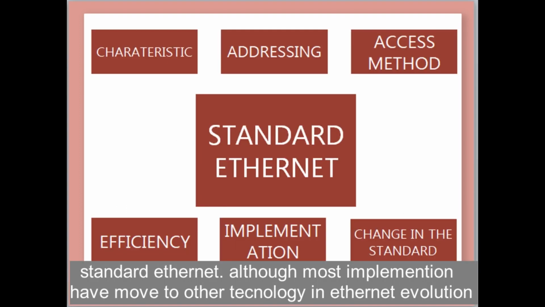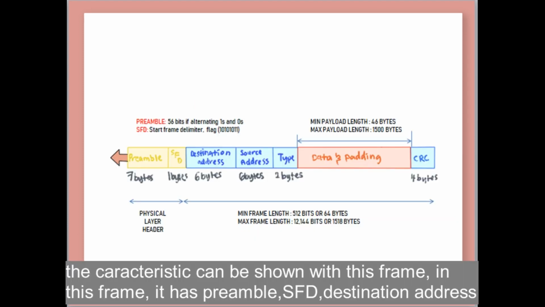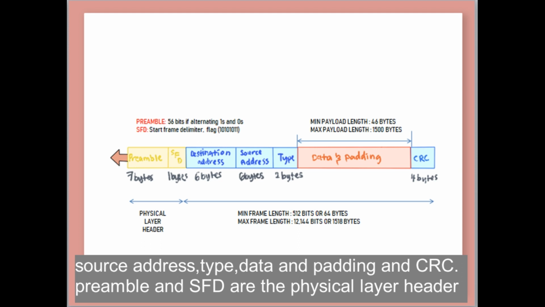Standard Ethernet. Although most implementations have moved to other technologies in the Ethernet evolution, there are some features of the standard Ethernet that have not changed during the evolution. The characteristic can be shown with this frame. In this frame, it has preamble, SFD, destination address, source address, type, data, and padding and CRC.